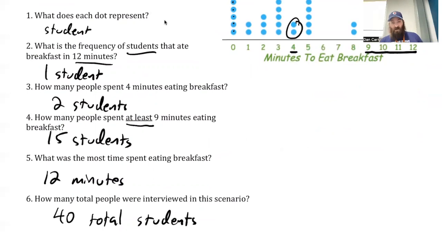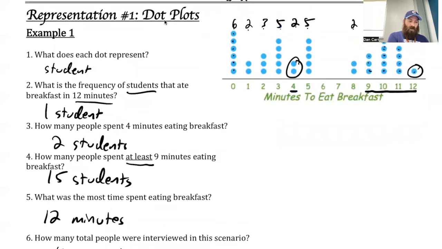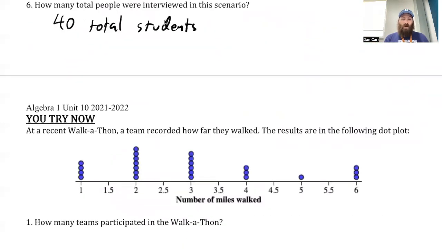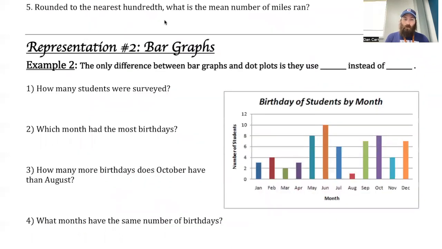Okay, so that's the type of scenarios you'll see with a dot plot, where again, frequency is how many students had 0, how many students had 5. That's the frequency. I'm going to skip ahead now to representation number 2, bar graphs. The only real main difference between a bar graph and a dot plot is that they use bars instead of dots. That's all. But it's doing a lot of the same thing. This is still going to be the frequency is how tall the bar gets.